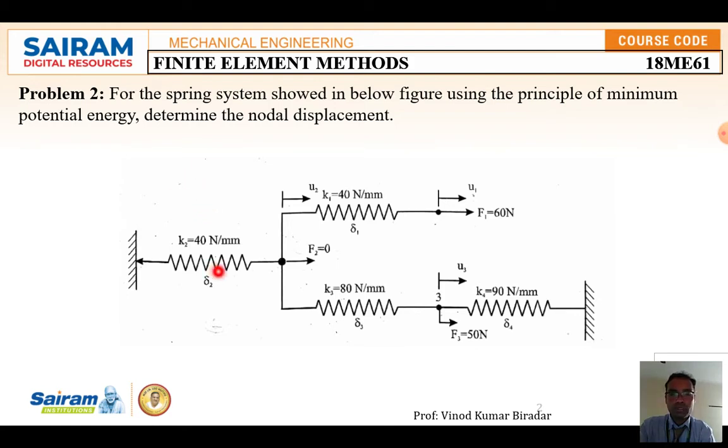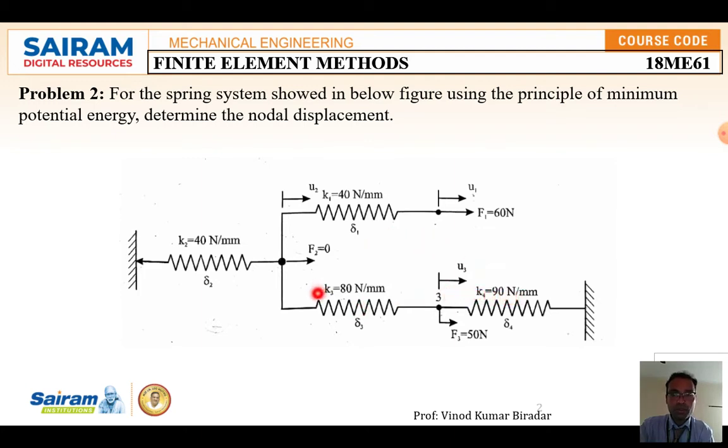Okay, look here, first you observe the diagram. How many springs are there? Here 4 springs are there, k1, k2, k3, k4. The k1 spring stiffness is given as 40 newton per mm. Otherwise they may give it in the given data, wherever they want. K1 is equal to 40 newton per mm, K2 is equal to 40 newton per mm, K3 is equal to 80 newton per mm, and K4 is equal to 90 newton per mm.